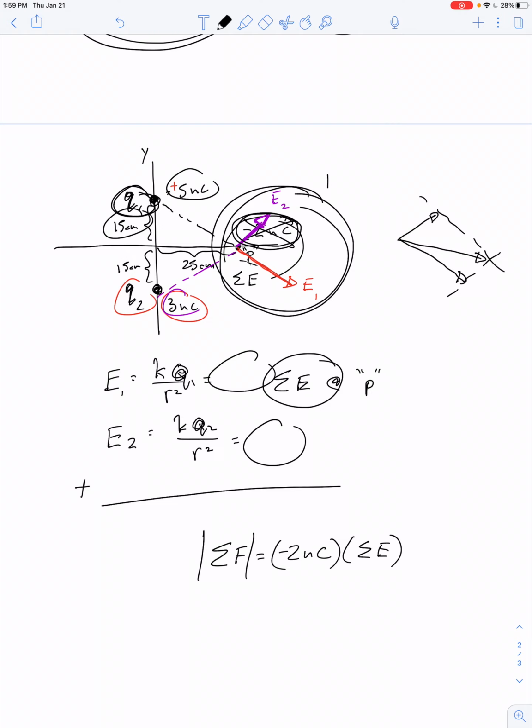So had we put +2 nanocoulombs here, then it would accelerate this way. Because we're putting -2, we know it's going to accelerate this way. So that's all we know about the negative sign, right? It doesn't change the magnitude of the force or acceleration. All right.